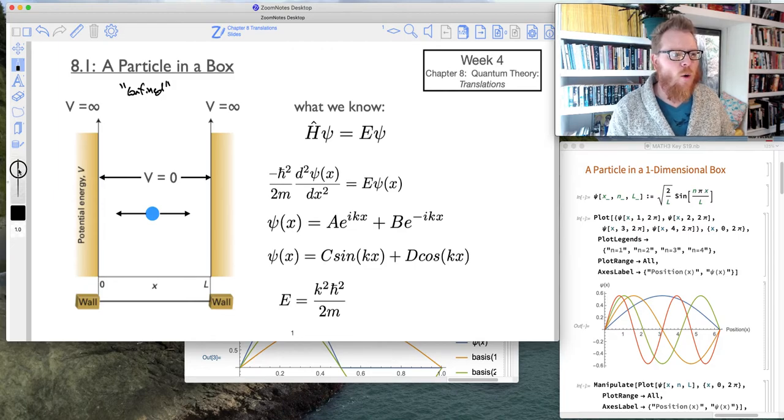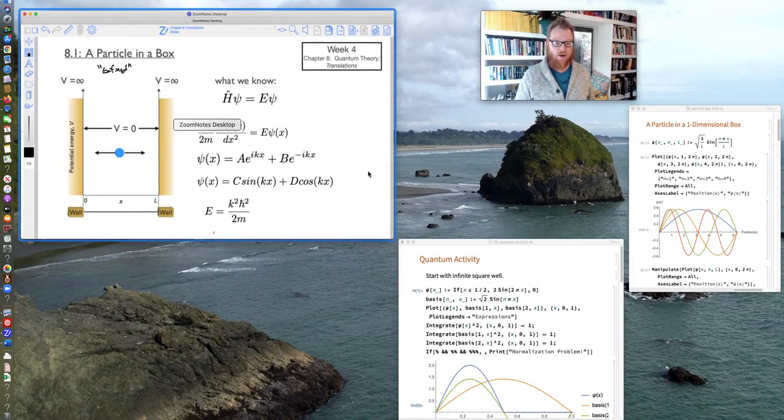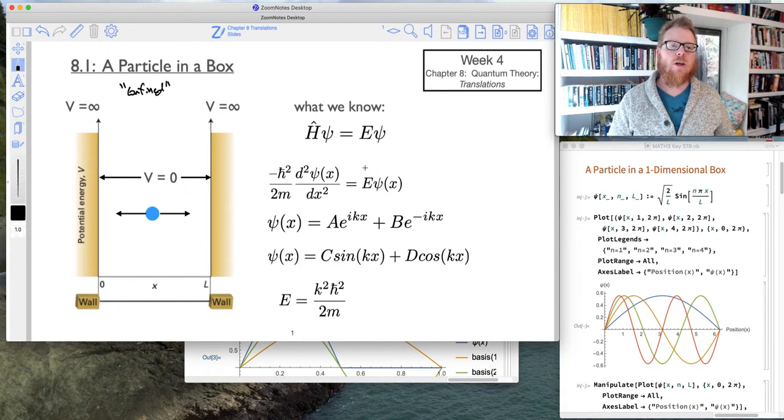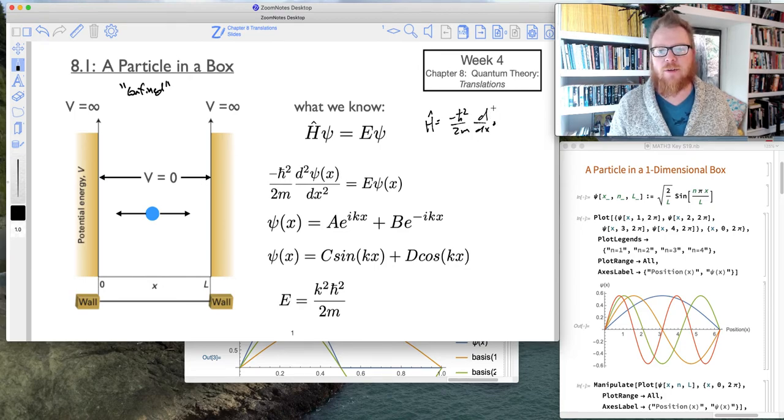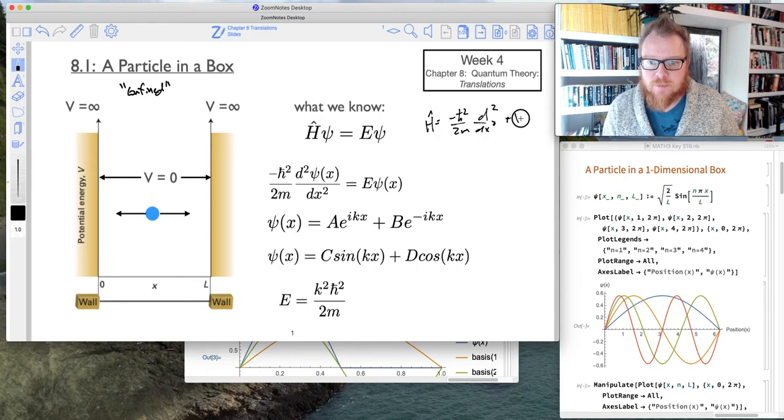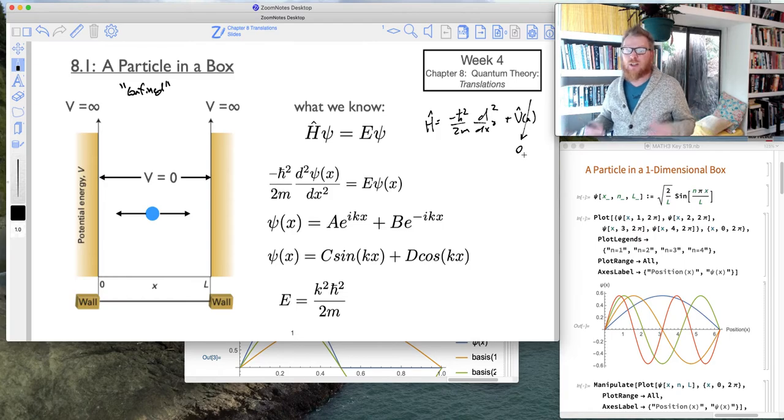Well, here's what we know already. We actually already know a fair amount about this particle in our box, okay? So we know the Schrodinger equation, right? H psi equals E psi, okay? And so if I expand on that, recognizing here that my Hamiltonian operator is going to be negative h bar squared over 2m times the second derivative. And because we're saying the potential energy is 0, I can ignore that for now. So this is all kinetic energy, okay?